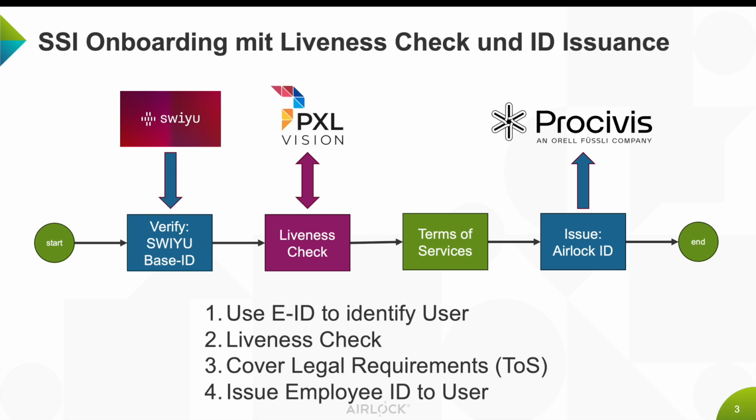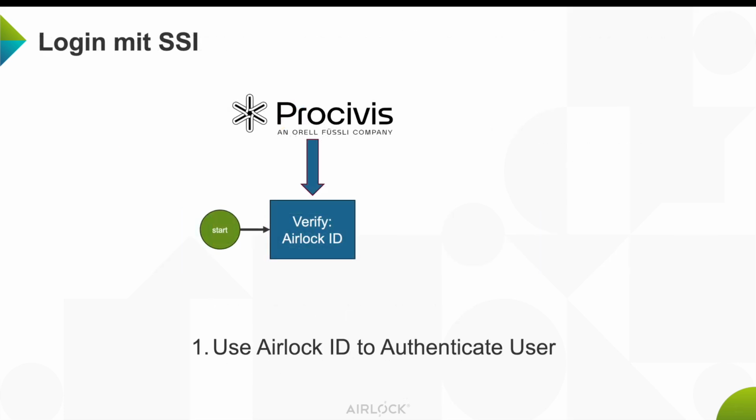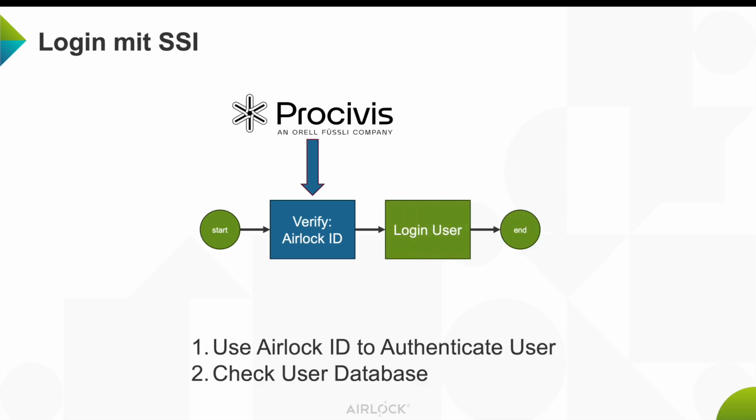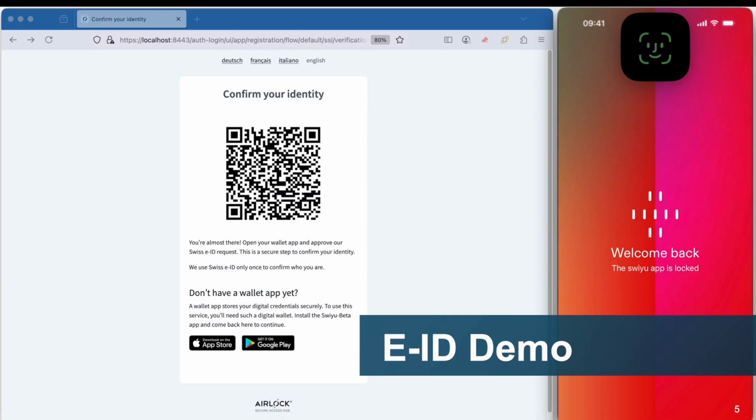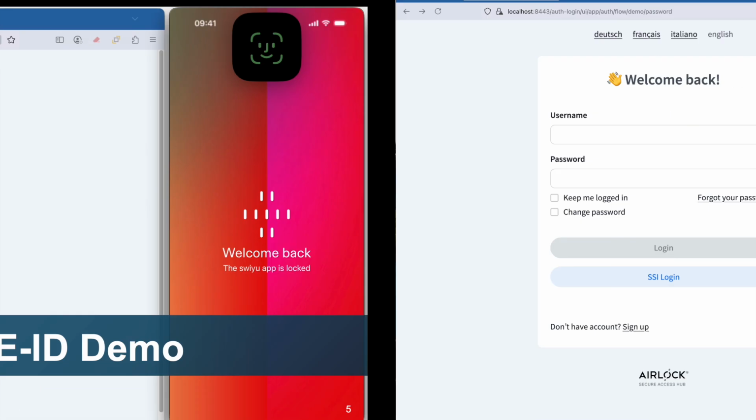To demonstrate that our solution works with different wallets, I'm using the Procivis wallet, a technology partner of ours, and I'm going to issue that credential into this wallet. And in the next flow that I'm going to demonstrate, I'm going to read that credential from the Procivis wallet. Basically, I'm going to ask the Procivis wallet if it's willing to share this credential. And if it does, I can log in the user, and this will be the end of the presentation. So let's move on to the demonstration.